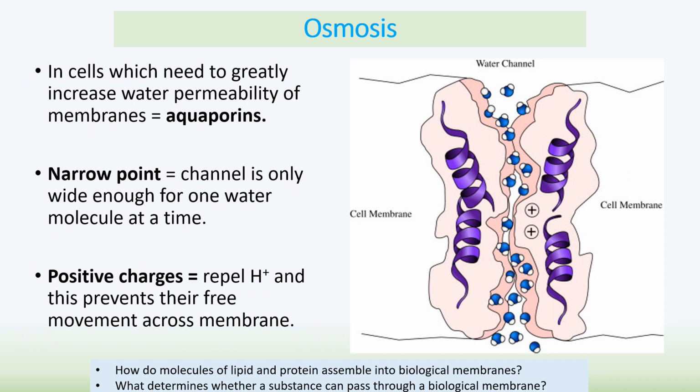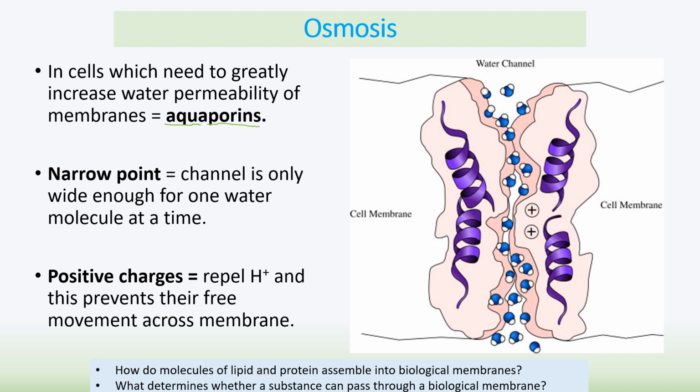Now, some cells are adapted to aid osmosis, and these use specialized channels called aquaporins. Think about the word: aqua means water, porins means hole or pore, and therefore water is able to move through the channel. Water is able to move through the channel into cells, which is very common with things like kidney cells.